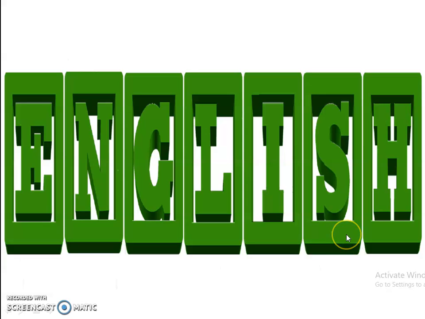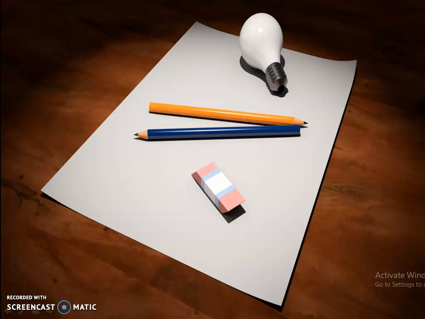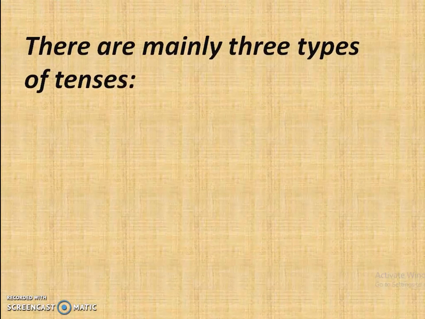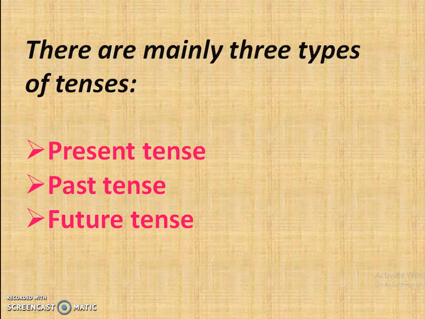Everyone. In this session of English grammar, we are going to cover the topic tenses. So let's get started. There are mainly three types of tenses, namely present tense, past tense, and the future tense.